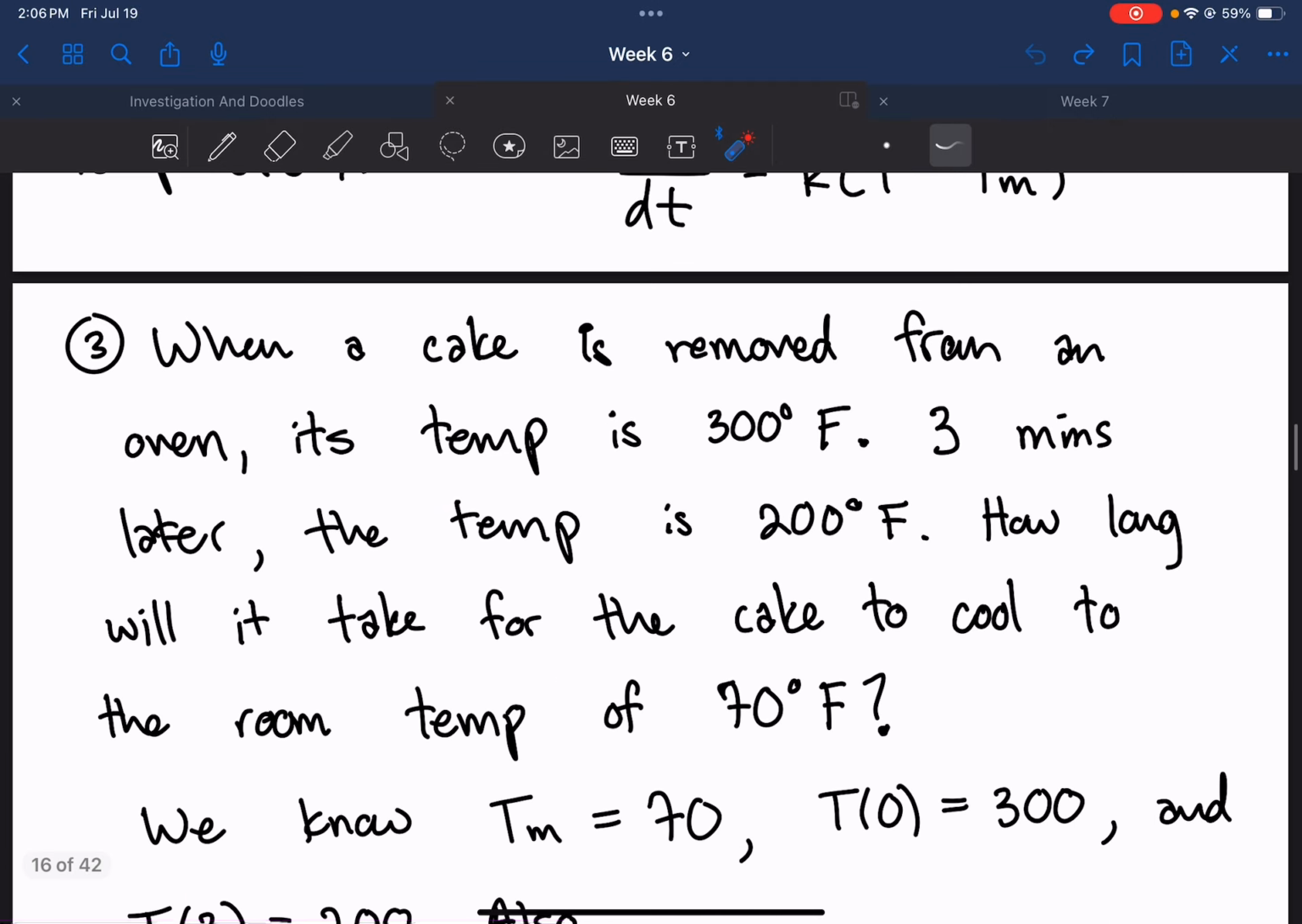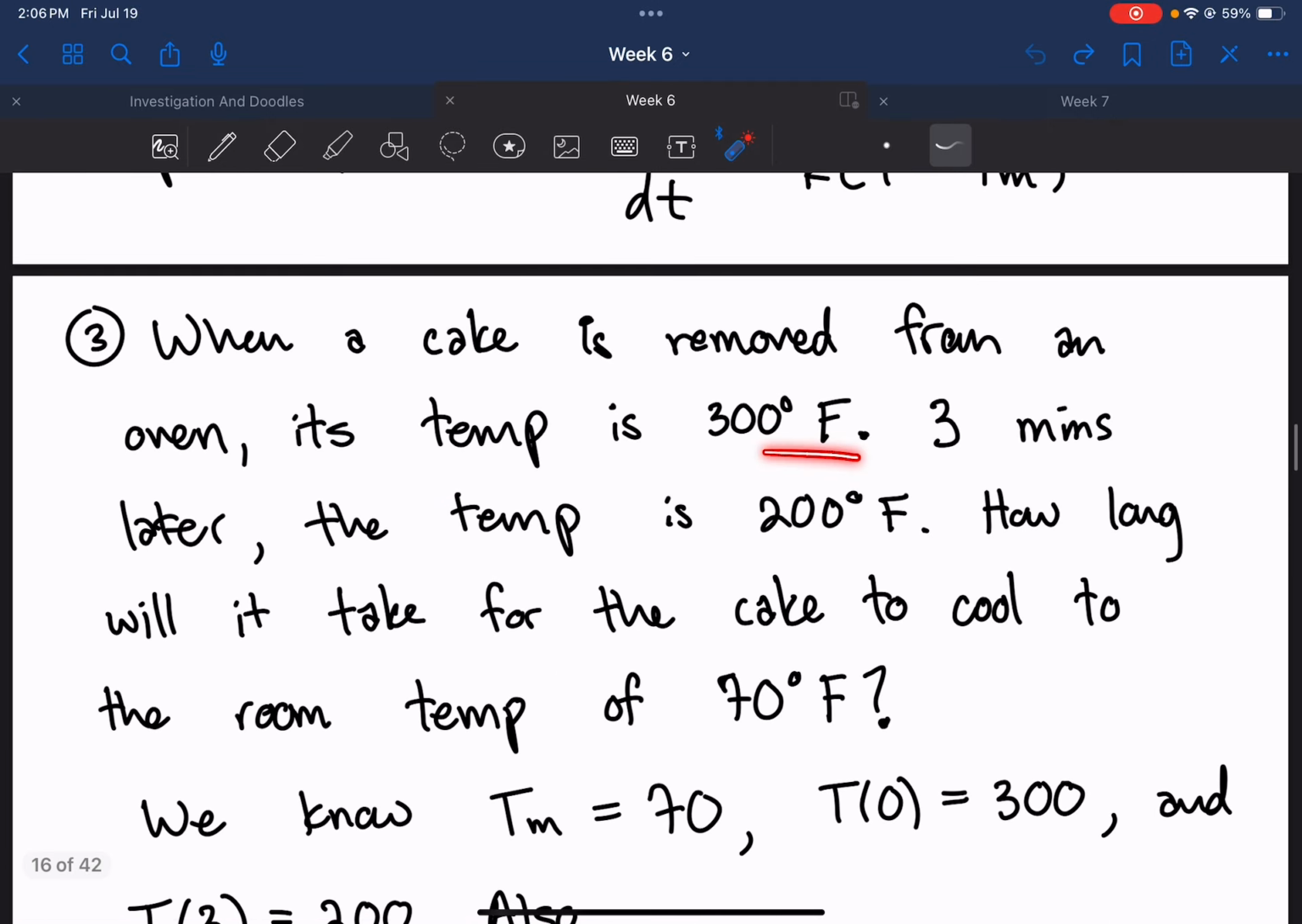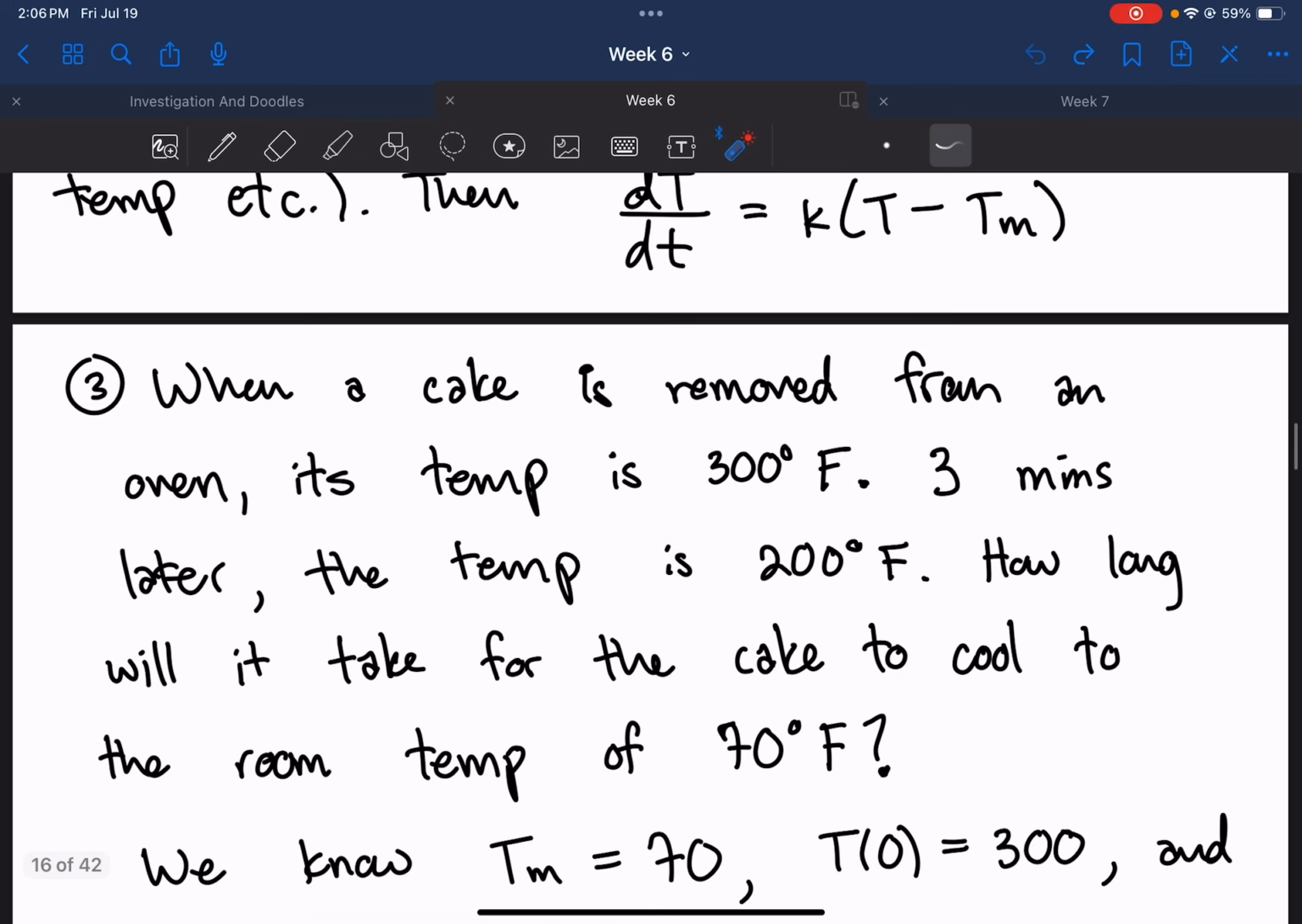When a cake is removed from an oven, its temperature is 300 degrees Fahrenheit. This is my T0, right? 3 minutes later, the temperature is 200. This is now T of 3, right? So I went from T0 of 300 to T of 3, 200. And the question is, how long will it take for the cake to cool to the room temp of 70? Right, T of what equals 70?